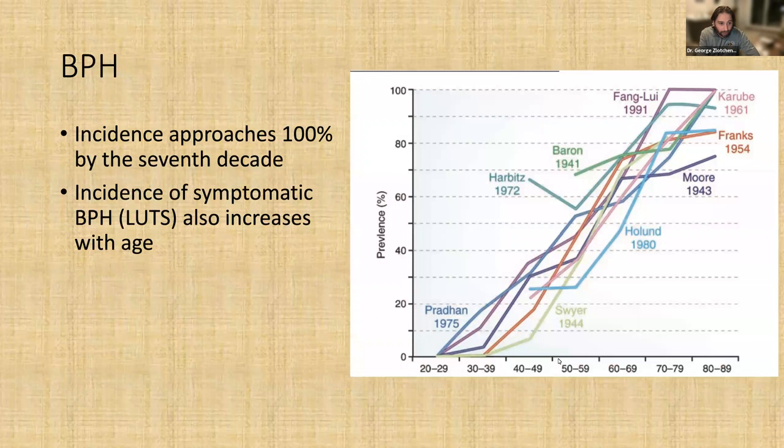This is just a graph showing the incidence of BPH, and as you get older, incidence approaches 100%. So the older you get, the larger your prostate gets, and the more chance you're going to have of having lower urinary tract symptoms. And the good thing for us is, when these patients are older, they are not always great surgical candidates. So those are the patients that are going to get referred to us.